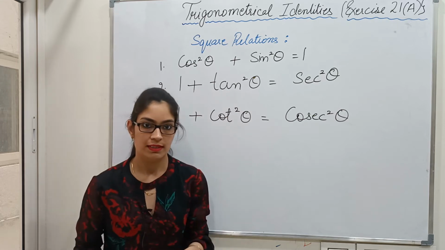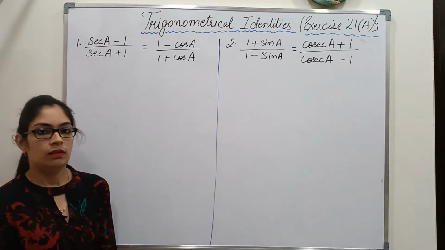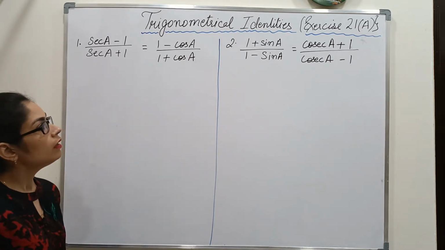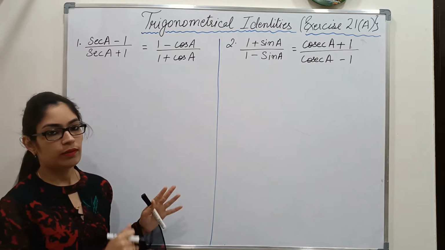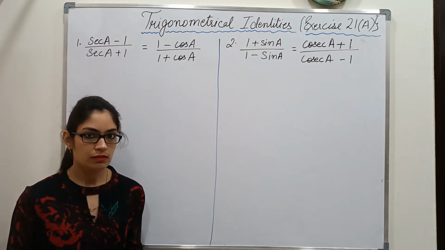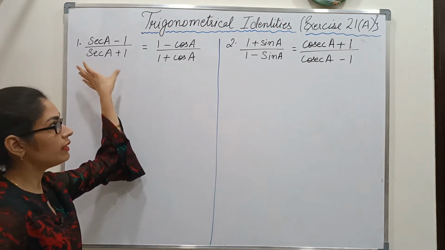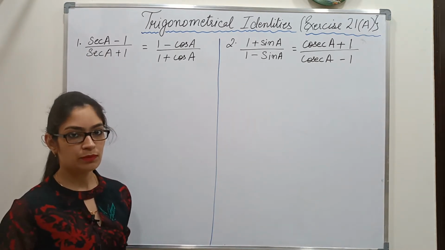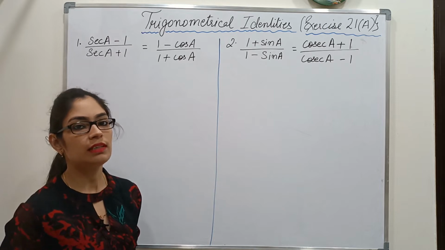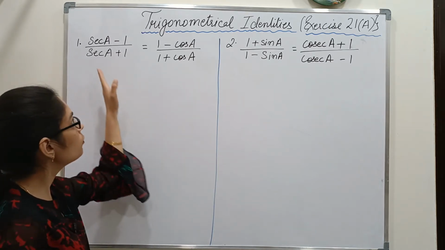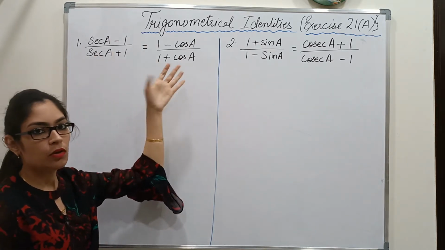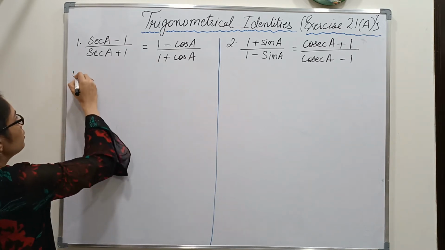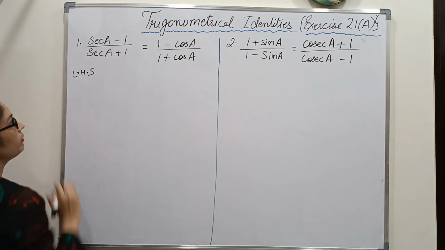Now let's start with the exercise. So let's start with the first question of the exercise. It says prove the following. So proof type of questions means we have to prove left hand side equals right hand side. Sometimes we have to prove both the sides, but in most of the questions you have to prove this side equals to this. So it's your wish which side you want to prove. So I'll start with left hand side.